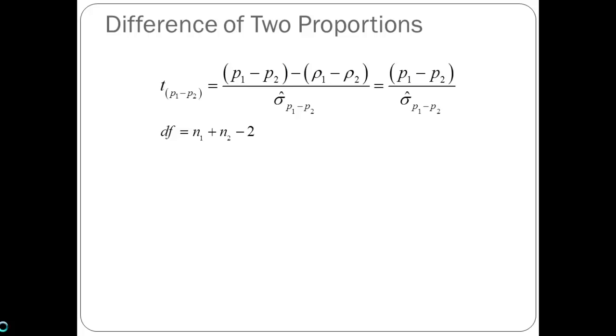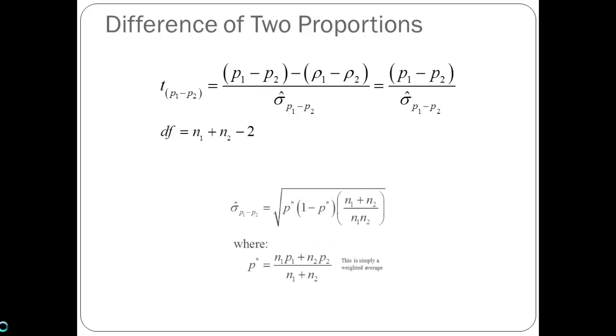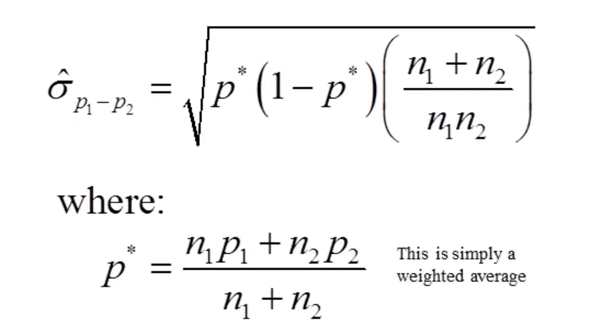Let's look for a moment at the calculation of the standard error. This is different than the difference of two means problems we did before. We have sigma hat, so we know that this is an estimate of some kind of standard deviation, sub p sub 1 minus p sub 2. This tells us that it's an estimate of the standard error of the sampling distribution of two proportions.